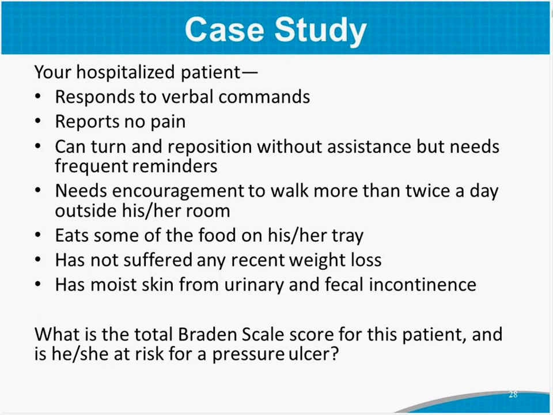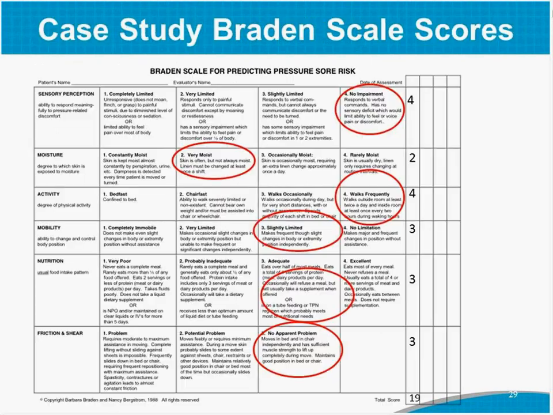And in this particular patient, the skin is moist because they have urinary and fecal incontinence. So what's the total risk score for this patient? You can see on this next slide, I've actually circled based on those descriptors. So 4 for no impairment in sensory perception because they could respond to verbal commands and reported no pain. Their skin was moist from urinary and fecal incontinence, so we picked a 2, very moist.